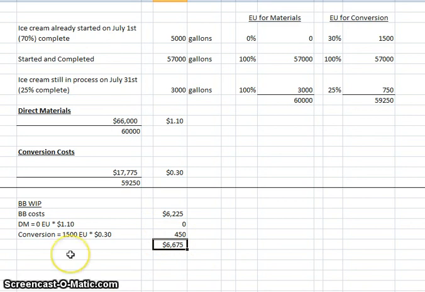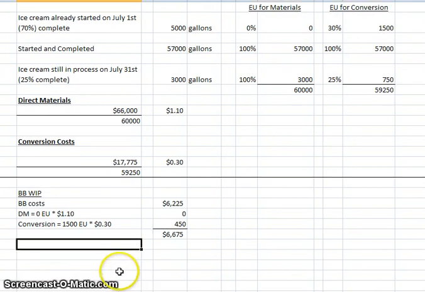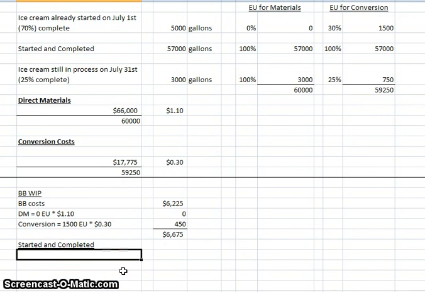Okay, so now let's do this for the ones that were started and completed. I don't think I'm going to have enough room. I'm going to have to move this up a little bit. All right, started and completed during the month. So for the ones that are started and completed, they didn't have any beginning balance to start with because they were started and completed during this month.